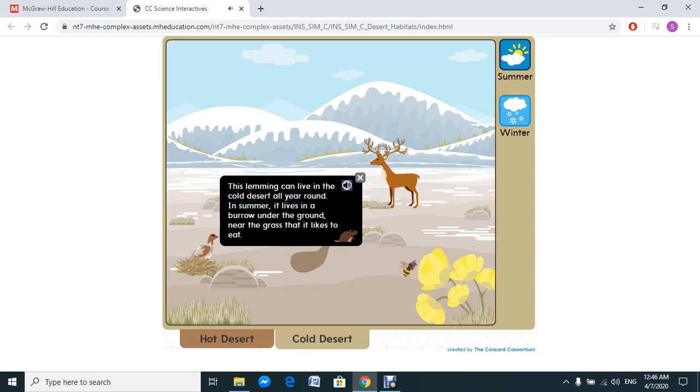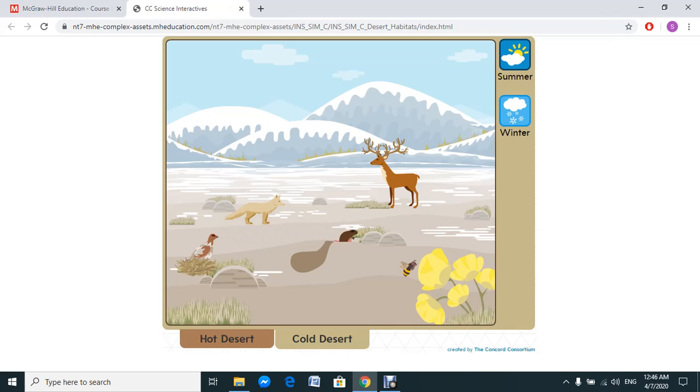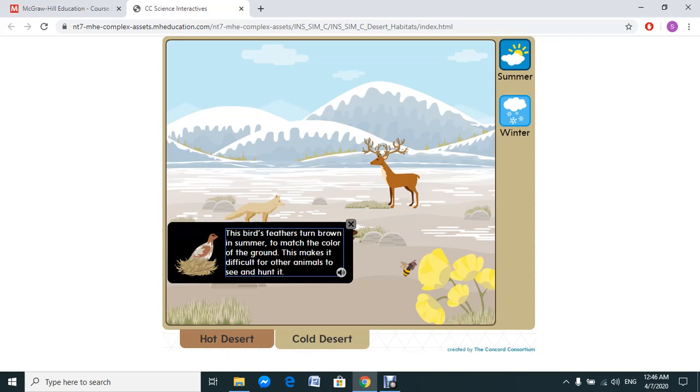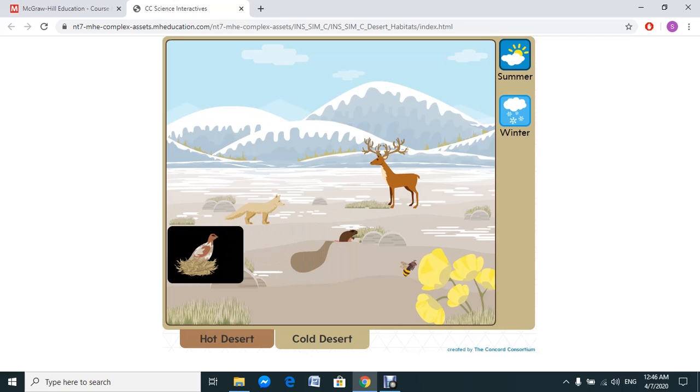Yes, so as you see here, it lives in a hole near the ground so it can eat, okay? Now this bird. Yes, as you notice, this bird is kind of brown. Why brown? To match the color of the ground. It is a kind of adaptation that helps it live during the summer. It's protected from other animals.